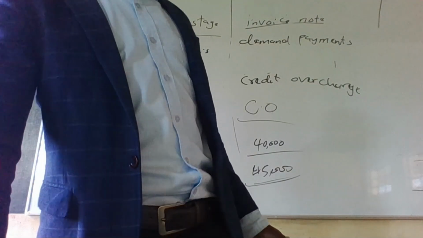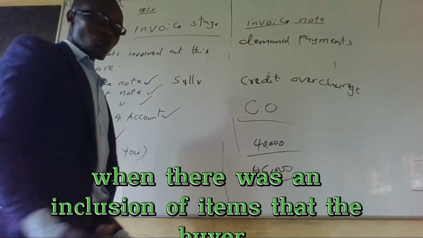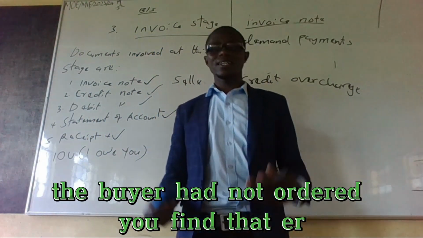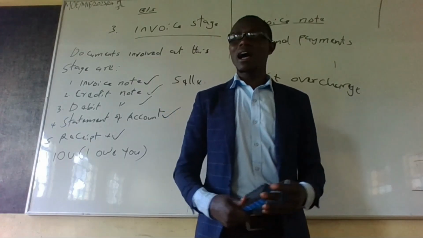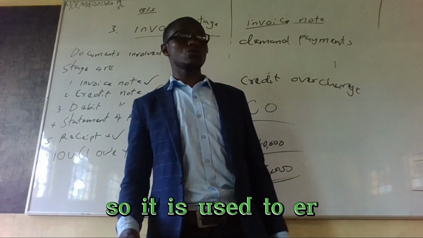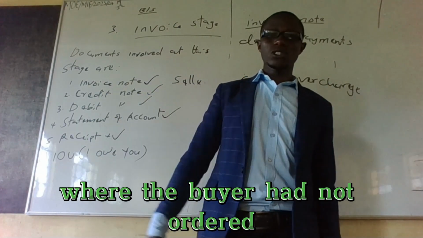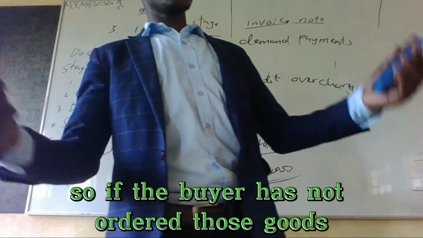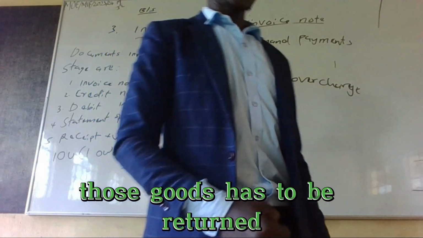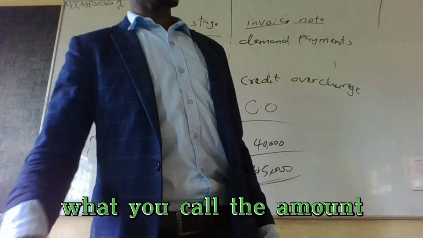And number three, it is sent when there was an inclusion of items that the buyer had not ordered. So it is used where the seller had included some items that the buyer had not ordered. If the buyer has not ordered those goods, then those goods have to be returned, and the buyer has to be given the amount back.